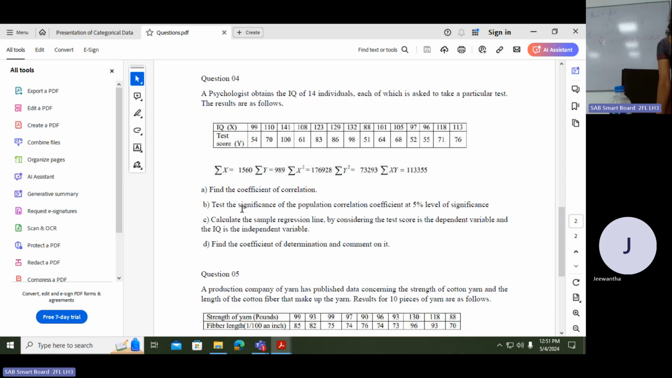Then the second one asks, no need to do part B. Then moving to C, calculate the simple regression line by considering the test score as the dependent variable and the IQ as the independent variable. The IQ level and the test score are the two variables. What is X? X is IQ level. What is Y? Test score. The test score depends on the IQ level. Then you need to calculate beta naught and beta 1, then write the regression model and interpret these two values. Hurry up. First you want to find the correlation coefficient, simple R.